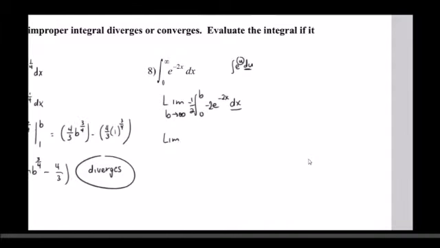So the limit as b approaches infinity, negative 1/2. Now the antiderivative of e to the u du is just e to the u. So it's e to the negative 2x. And then using the fundamental theorem of calculus, this is from 0 to b. So that's negative 1/2. And the b is just going to replace that x, but since we have that negative, I'm going to write this in the denominator as e to the 2b.